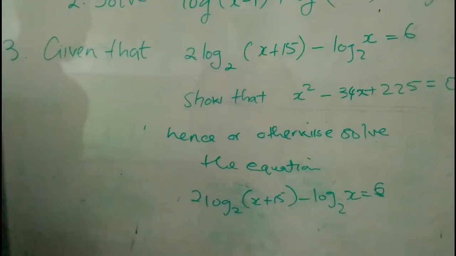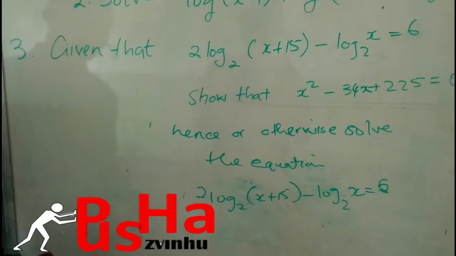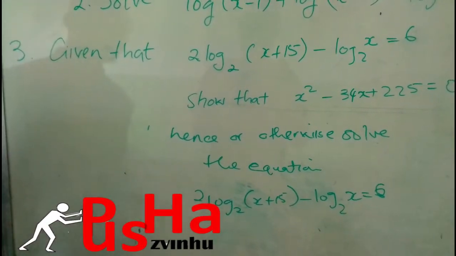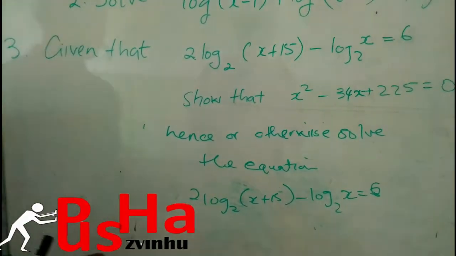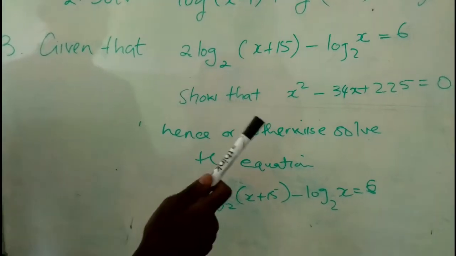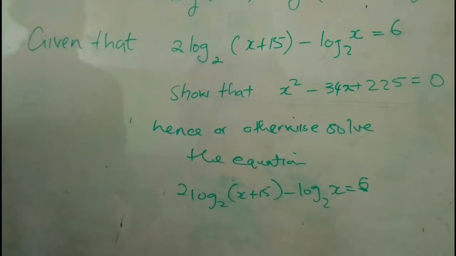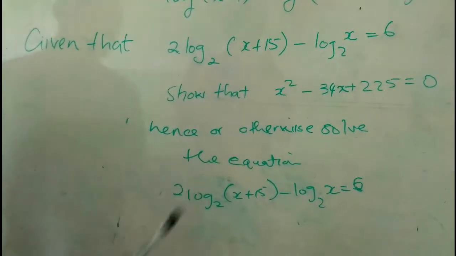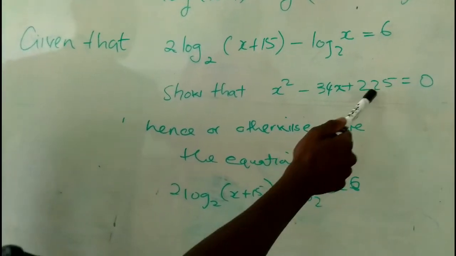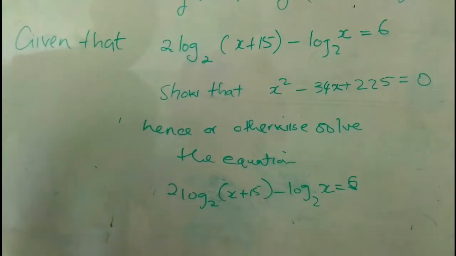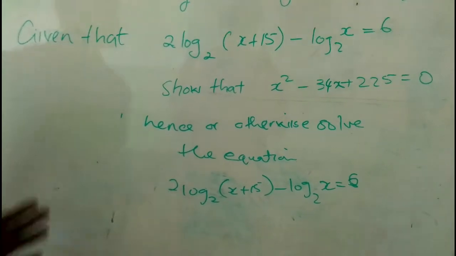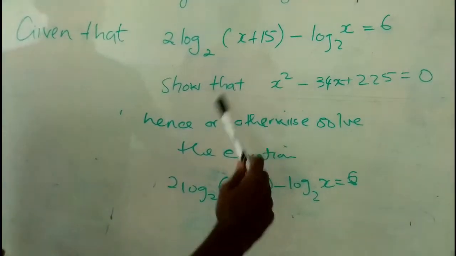Here we have the third question of logarithms. So we have 2 log (x plus 15) in base 2 minus log x in base 2 being equal to 6. So we are supposed to show that it reduces to x squared minus 34x plus 225 equal to 0. So the first step we are going to reduce it.